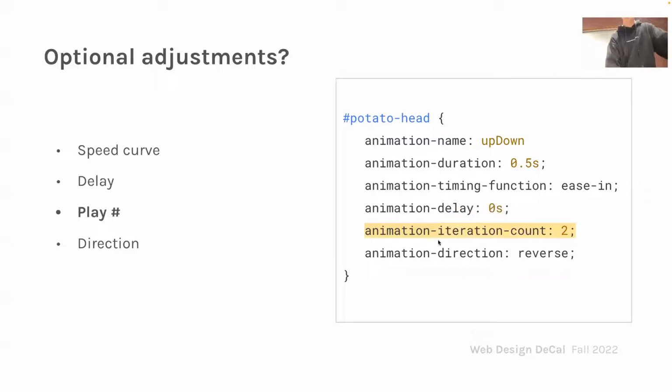There's also a play number. So we can use animation iteration count. If we wanted to run the animation twice, we could say 2. But you might be thinking, what if I want it to happen continuously and never stop? You can also specify infinite, and then it'll just keep looping through essentially. So that's what this is for, if you don't just want it to run once and then stop. And then there's also direction. Reverse basically means that you're starting from the end frame and you move to the beginning frame.